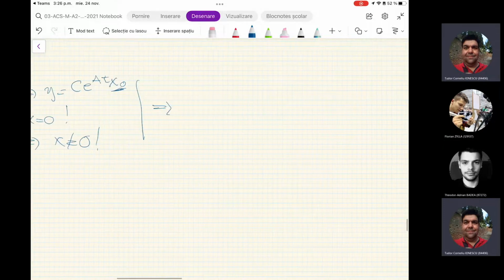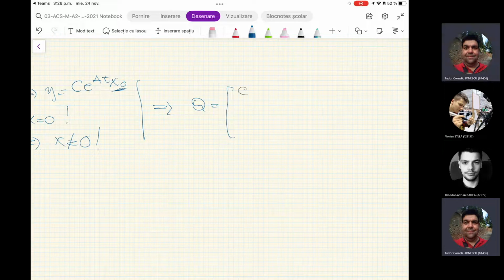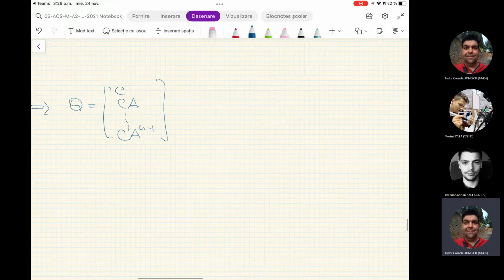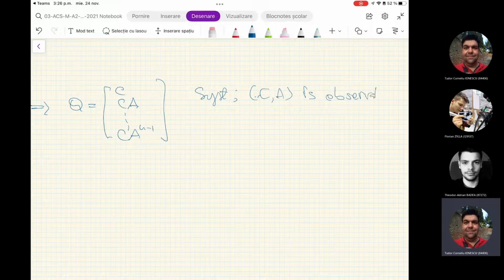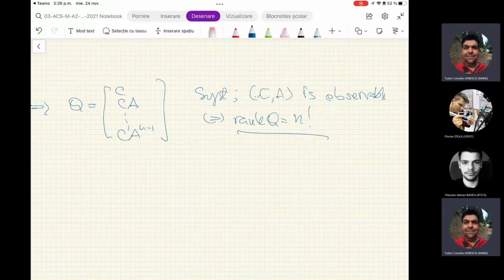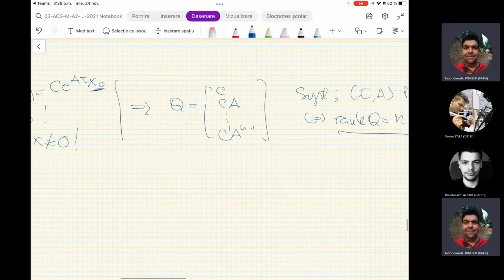Now from this you get that observability can be assessed using a matrix criterion. You build a matrix Q with rows C, CA, up to CA to the power n minus 1. The system, or the pair (C, A), is observable if and only if rank Q is n. This is observability, in a nutshell.